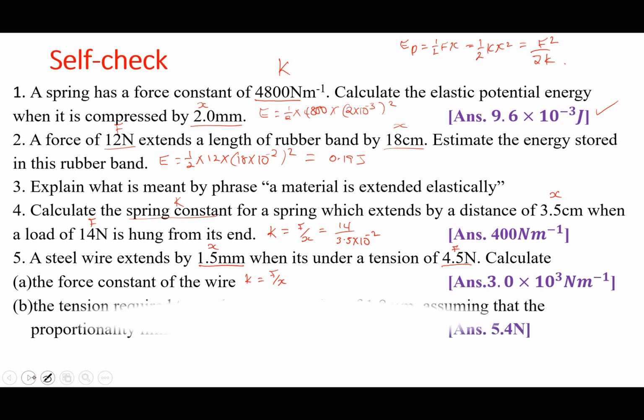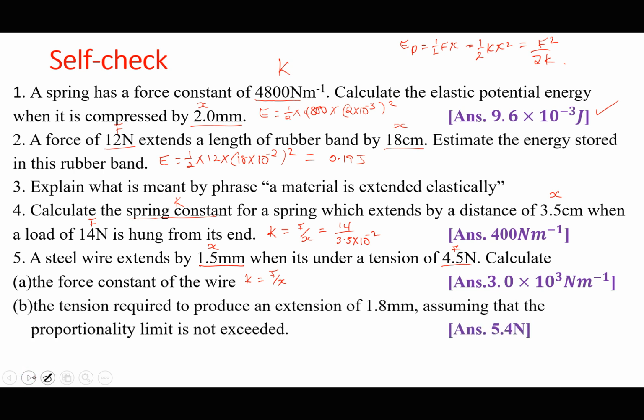Then B, the tension required to produce an extension of 1.8 millimeters. Assume that the proportionality limit is not exceeded. So the constant is going to remain the same. If this constant is correct, then we just use the constant and this extension to find the tension. They want us to find the force, the tension to produce this extension. So this is going to be X and this is going to be F. We want to find F. We have X. Of course, the constant remains the same, so you can verify that.